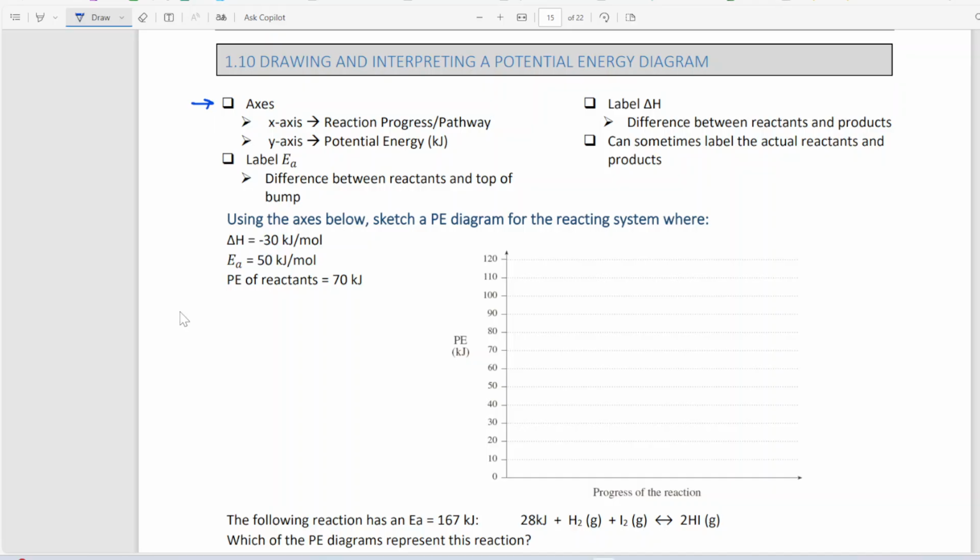Then you're going to be able to label your activation energy, which is the difference between the reactants and the top of the bump. You're going to be able to label your change in enthalpy, which is the difference between the reactants and the products. And then sometimes you'll actually label the actual reactants and the actual products, but that's not always necessary. So let's look at an example.